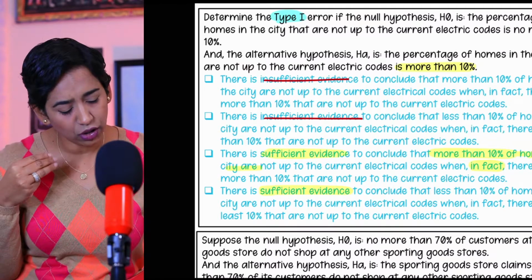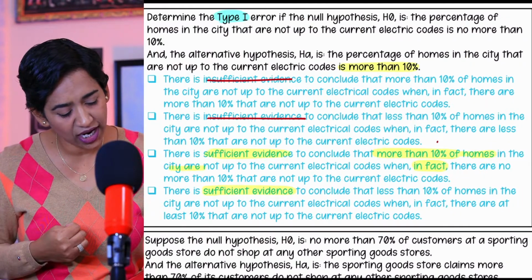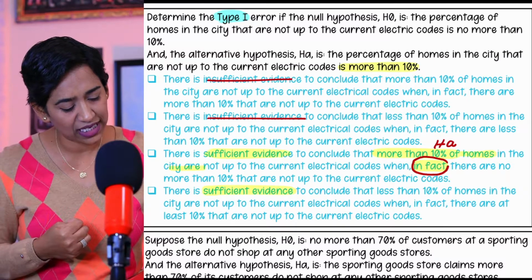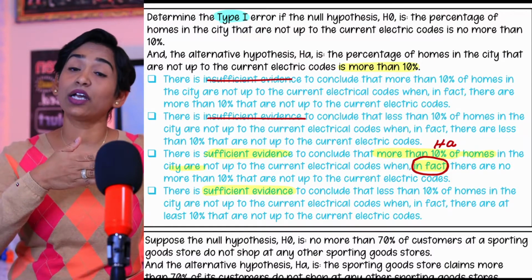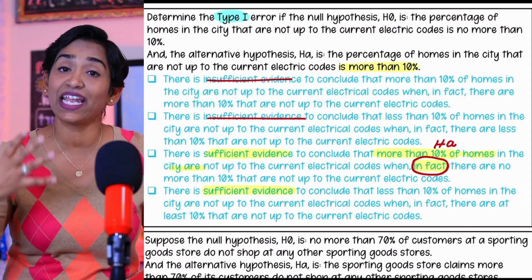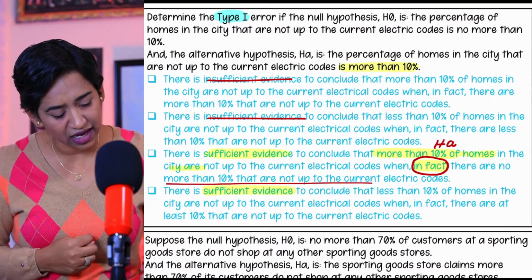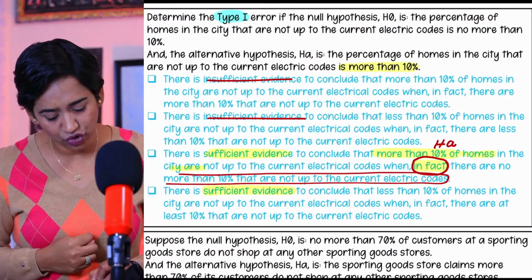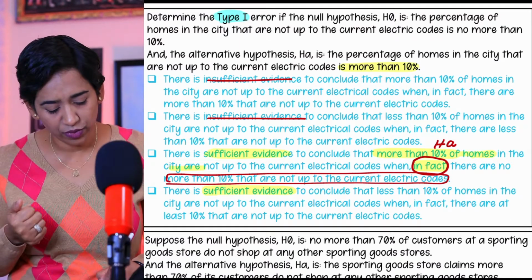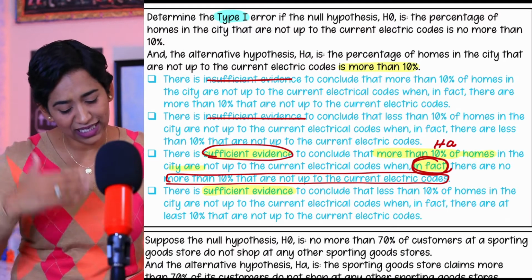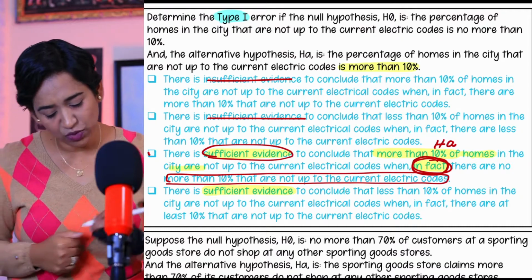And I need to conclude HA. What is my HA? This is my HA. In fact, my keyword should say "in fact." In fact, it's not true. So what does it mean? In fact, HA is true. In fact, there are no more than 10 that are not up to the current electrical code. So my key verbiage is "sufficient evidence, in fact, and H not." So all these match. So this is my option.